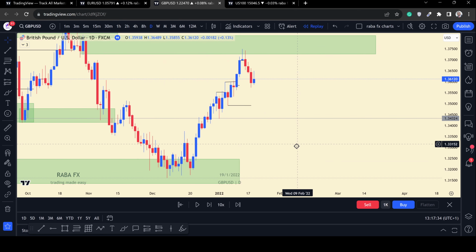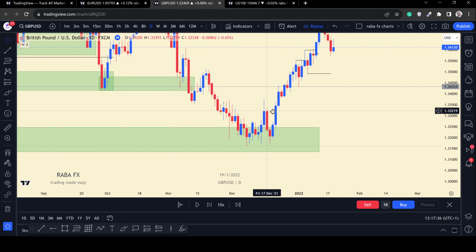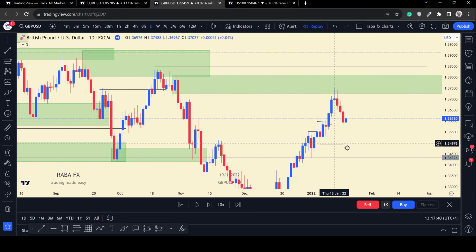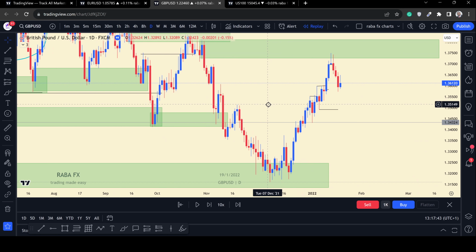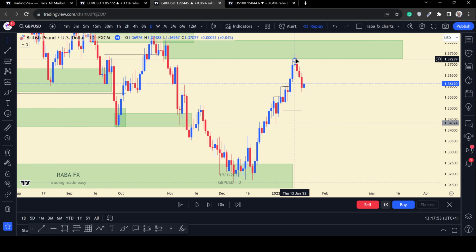Now, with this internal structure here, you can take this pullback, which I will show you. I won't show you in this video. You can take that pullback. There are key levels and time frame shift that you need to incorporate in order to have high probability pullback trades. Okay, so you can see currently price here.